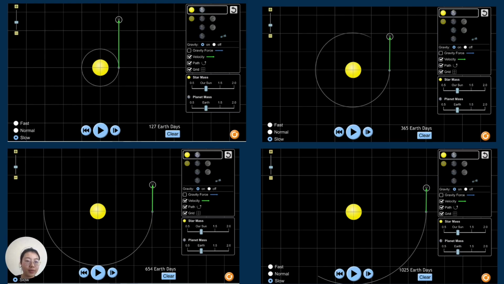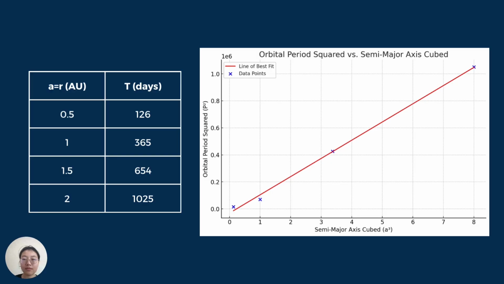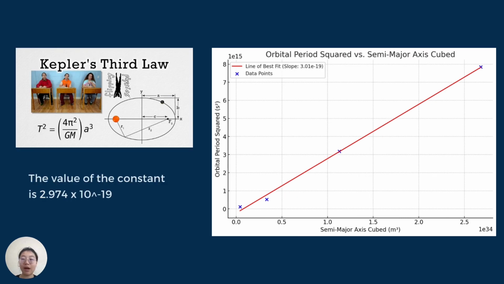I tried different orbital radius at 0.5 AU, 1 AU, 1.5 AU, and 2 AU, and also recorded the orbital period. Then I plotted them on the diagram, with the x-axis being the radius cubed and the y-axis being the period squared. The relationship is indeed a straight line. I'm also interested to know whether the gradient of this line aligns with Kepler's third law.